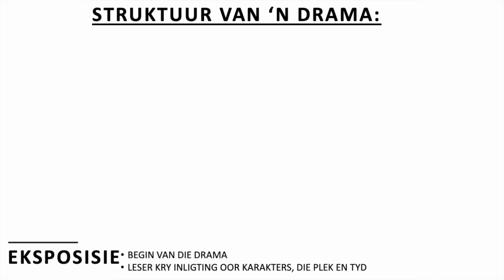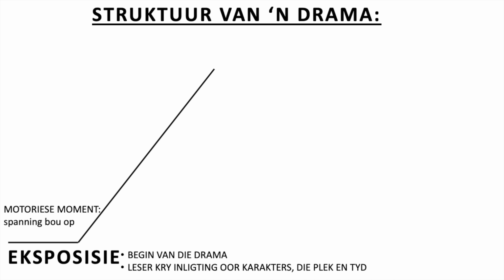Okay, and then structuur van drama. So this is just the structure of a drama. So we start with the expositie, which is the exposition. So begin van die drama, it's the starting of the drama. En leser kry inligting oor karakters, die plek en die tyd. The reader gets information about the characters, the time, and the place.